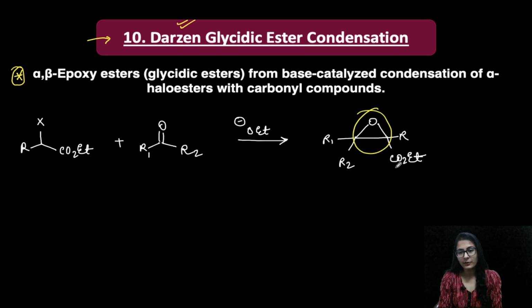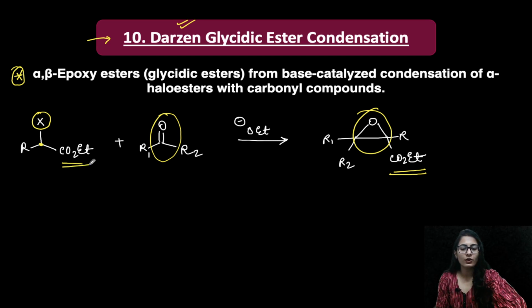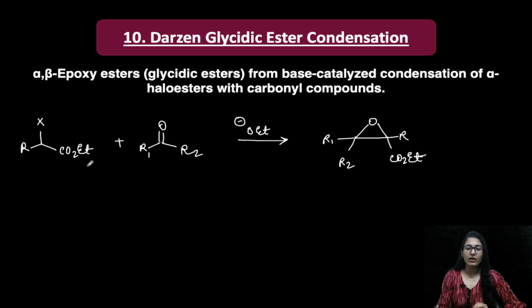This is our epoxy and this is our ester, through the condensation reaction of a ketone as well as an alpha halo ester. The halogen can be bromine, chlorine or iodine and so on. So this is the overall reaction. Let's now quickly talk about it.